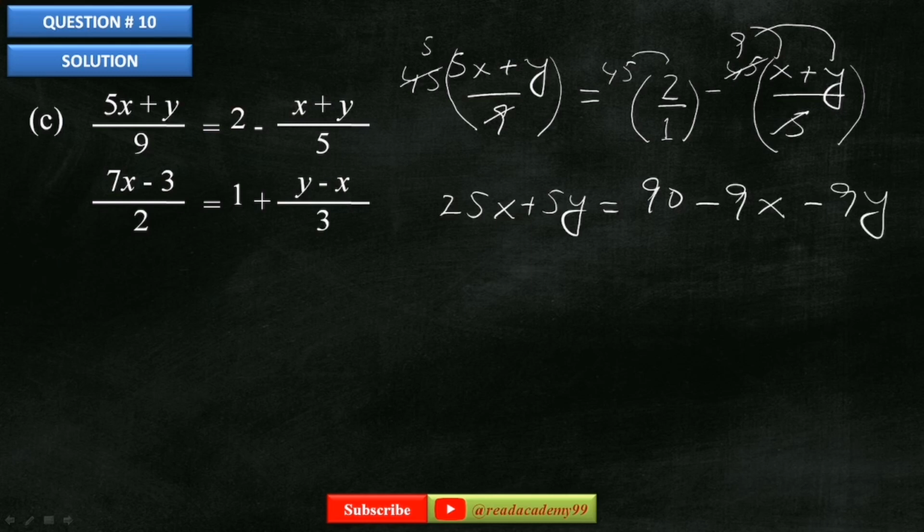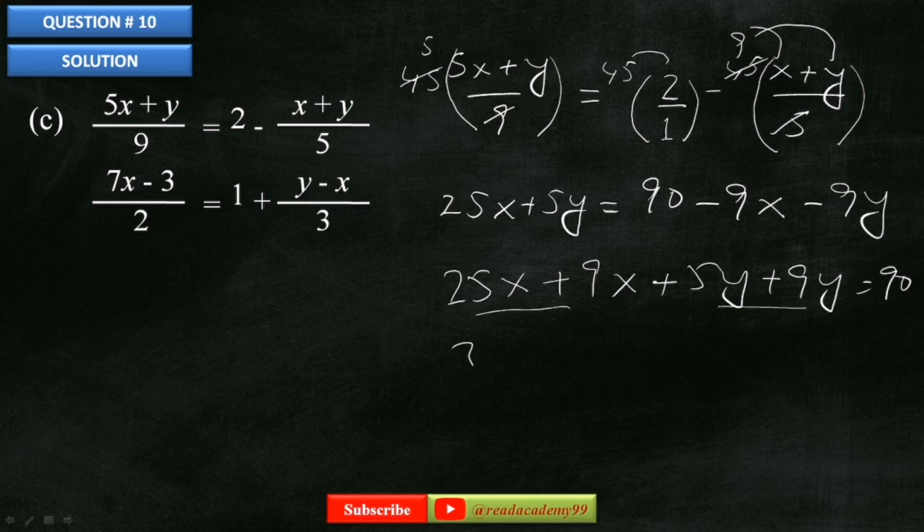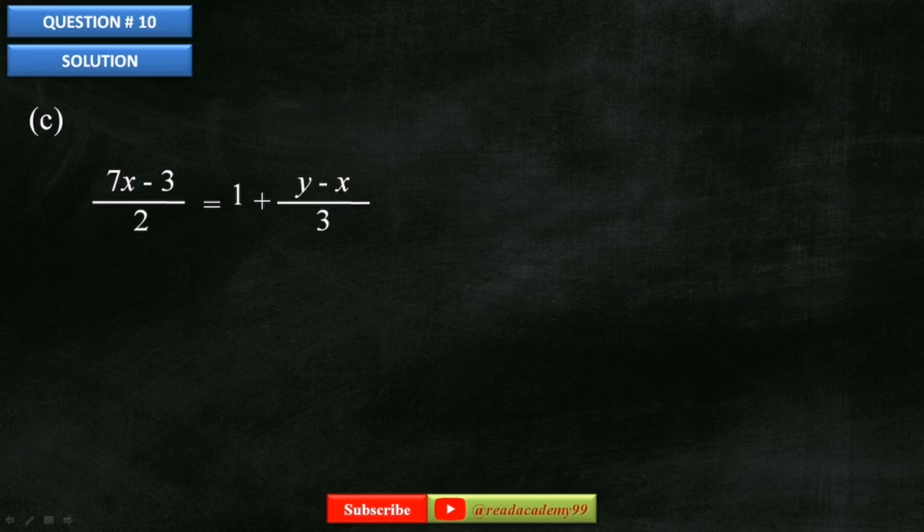Now get all the variable terms on the left-hand side and all the constant terms on the right-hand side. 25x plus 9x plus 5y plus 9y equals 90. Now adding the like terms, 34x plus 14y equals 90. Now this is the simplified equation. So I'm going to replace this equation with the original equation. And this becomes our first equation.